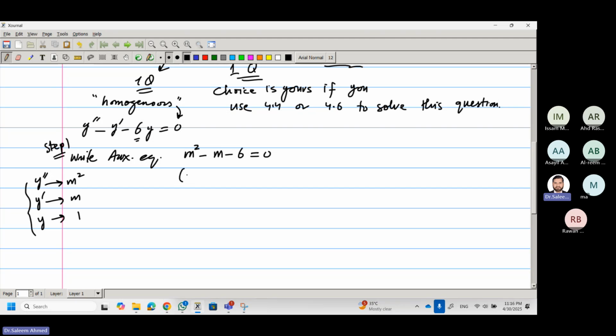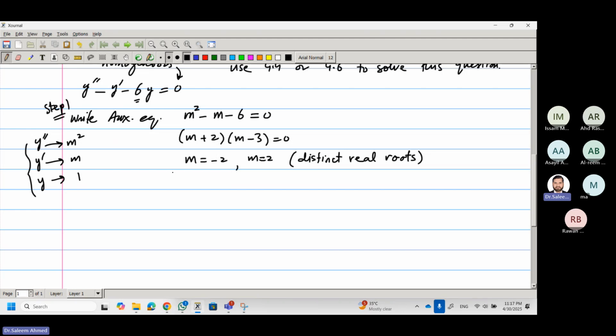Now I will find its factors. m plus 2 and m minus 3 are the factors. So you got m equal to minus 2 and m equal to 3. As you see, there are two values of m which are not the same. These are two distinct values: the roots are real and distinct.